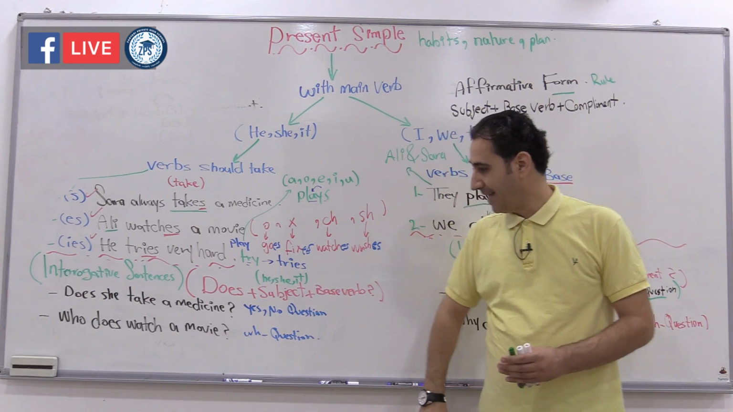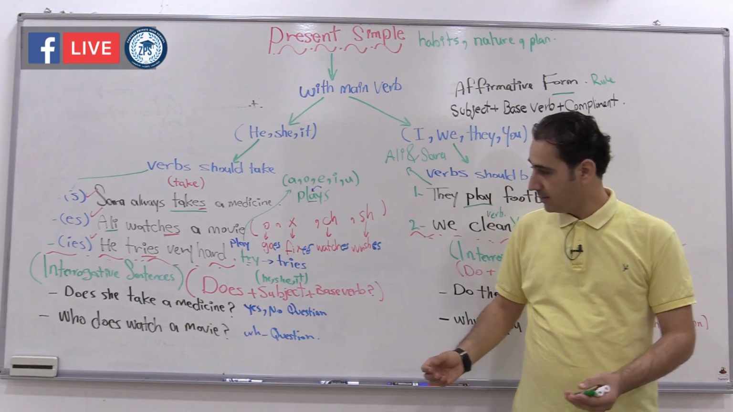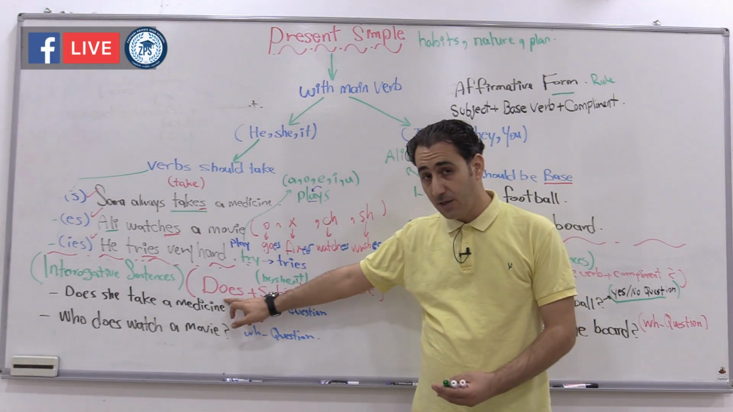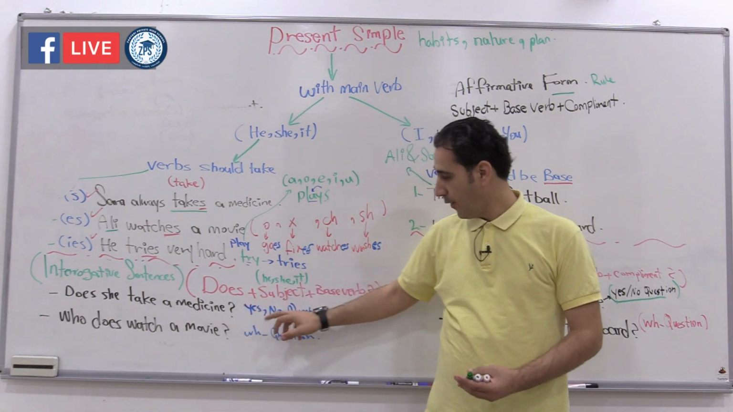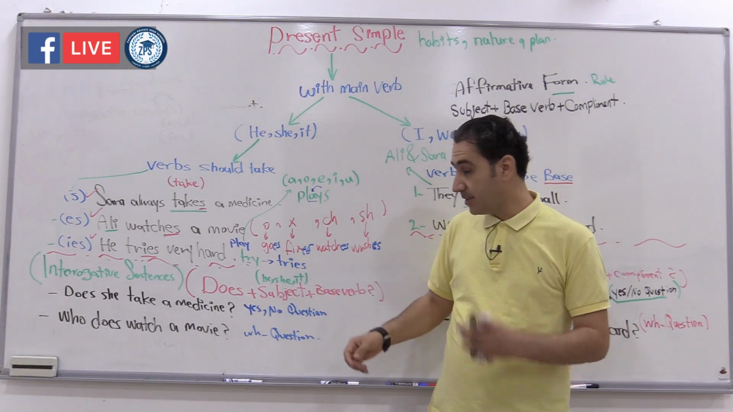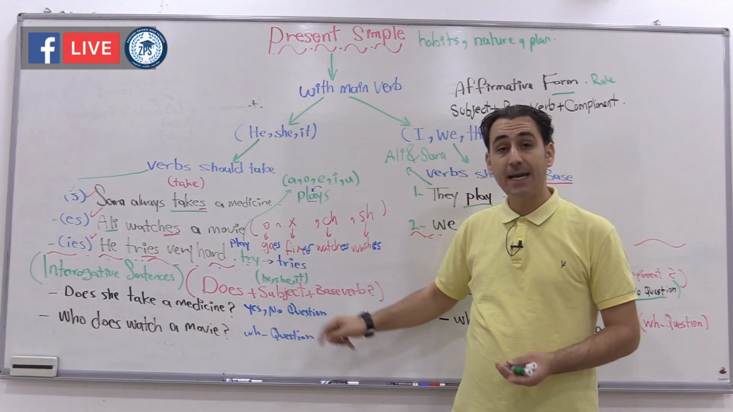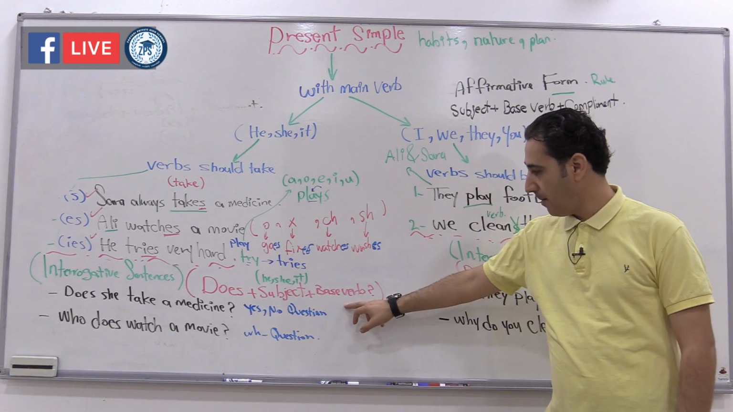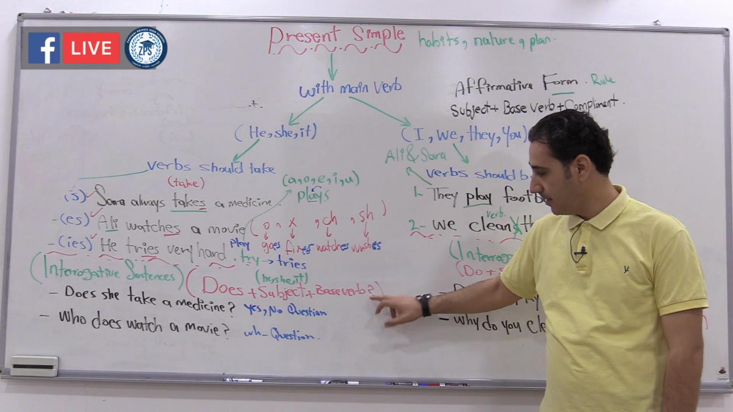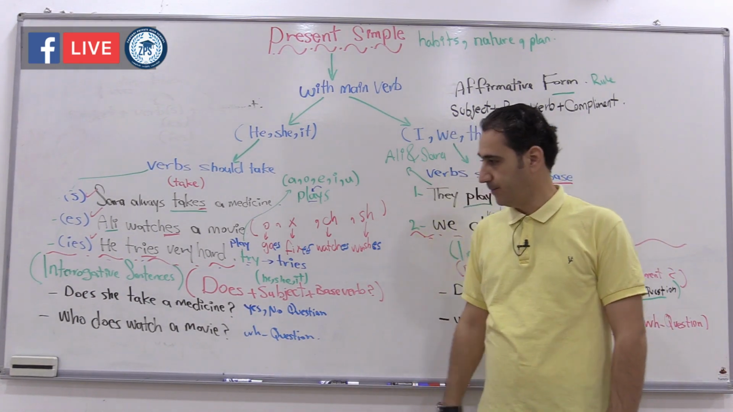First, let's look at the form. The form of an interrogative sentence with present simple: we should put does at the beginning of the sentence, then the subject. What kind of subject? A singular one. Be careful, like he, she, and it. Then the base verb. Then at the end, we should put a question mark.